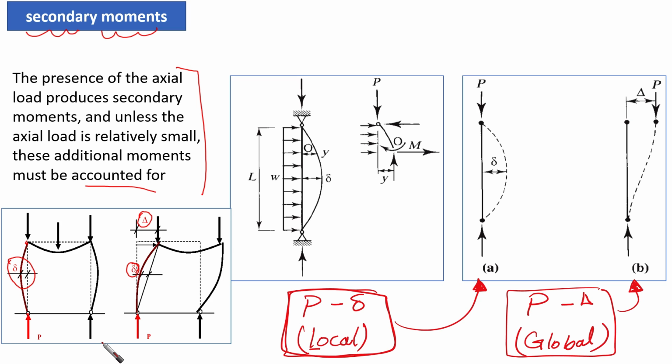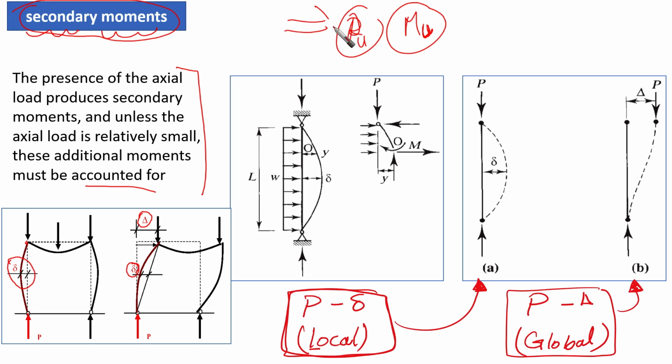So we found that we need to take these secondary moments into consideration. There is something that is going to be developed. So it is not enough for us to take only the P ultimate or M ultimate only for the required strength, but we found that these actions are going to produce extra, secondary actions, especially related to the moments.